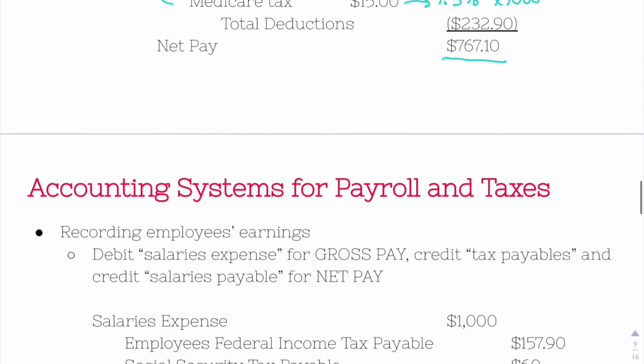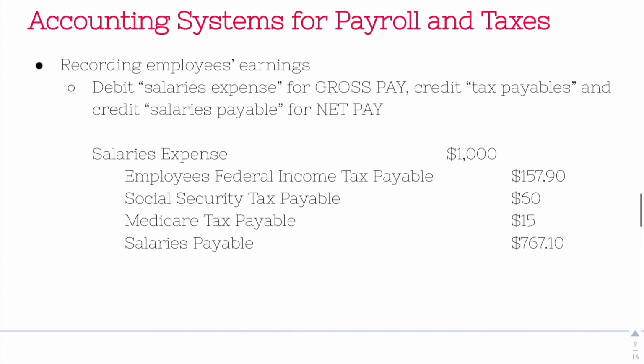So that is how you would compute it, but now we're going to show how you would journalize it. So accounting systems for payroll and taxes. You are going to do 2 journal entries, one for employees and one for employers. And it's kind of confusing because the employer is the one journalizing both entries because they're the company and it's their books that we're looking at, but it's 2 separate entries because one is for the employees and one is for the employer. And I'll go through it more and hopefully it makes sense.